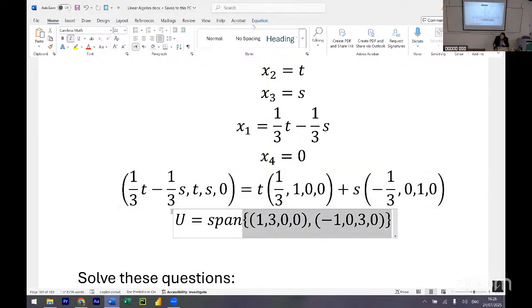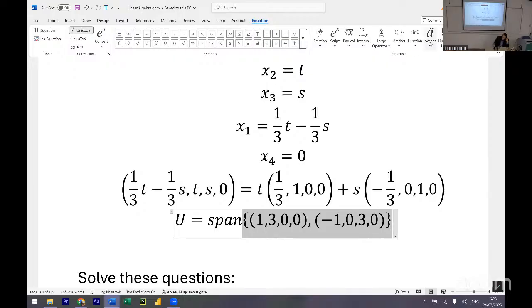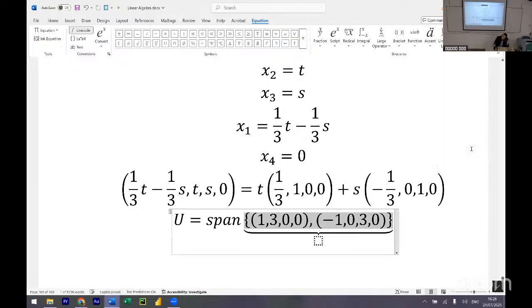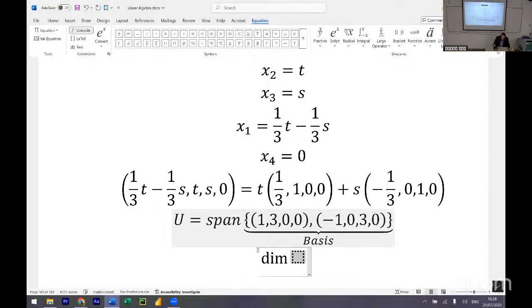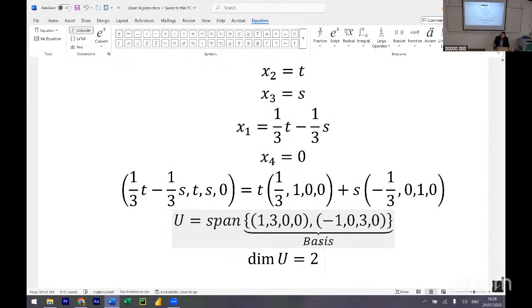Without the word span, once I say span, it's the whole vector space, but just the set is the basis. And what is the dimension of U? Yes, the dimension of U is 2, because there are two vectors, two directions in the basis of the vector space. Okay, so this is U.